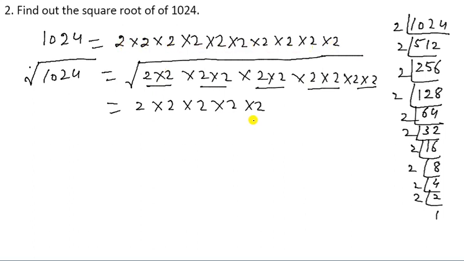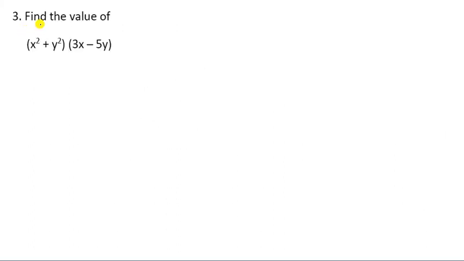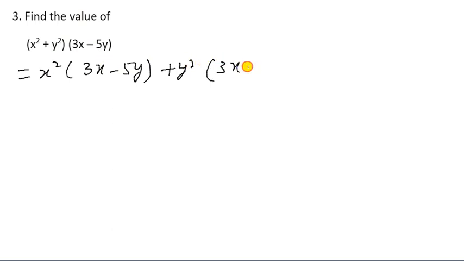So you have to write 2 into 2 into 2 into 2 into 2 into 2, ten times. Now find the square root. So you can put the square root of this line, it is the 1024. So here is the square root of 10 twos. So 2 into 2, one pair. 2 into 2, that is second pair. 2 into 2, it is fourth pair, and 2 into 2, it is the fifth pair.